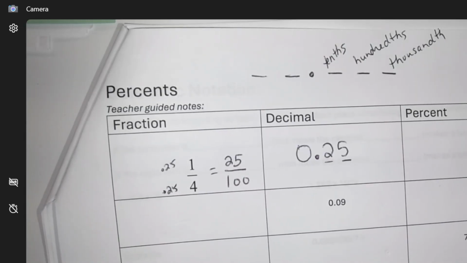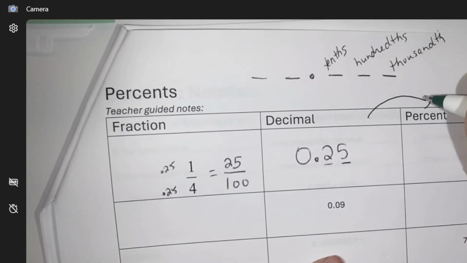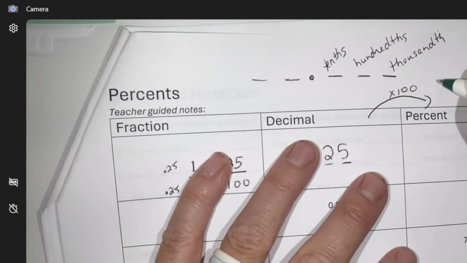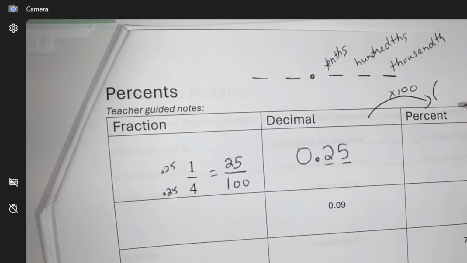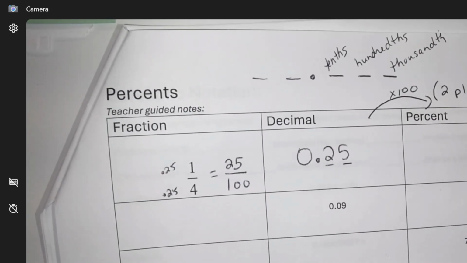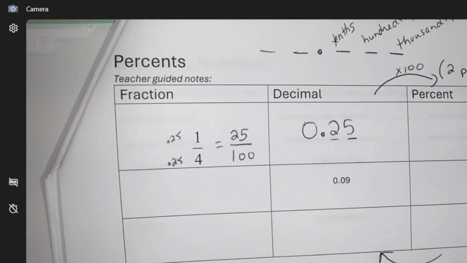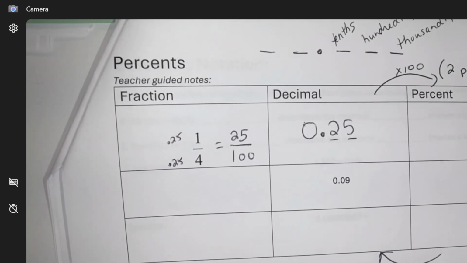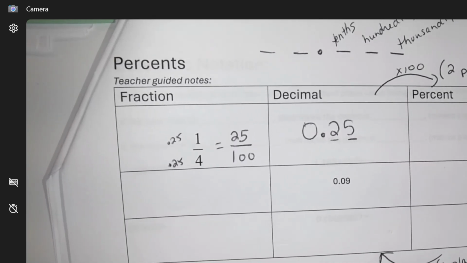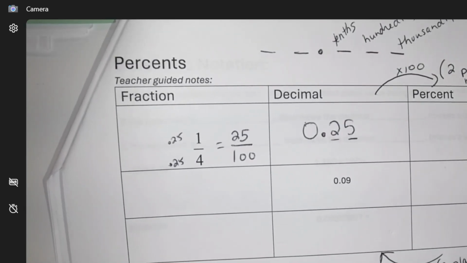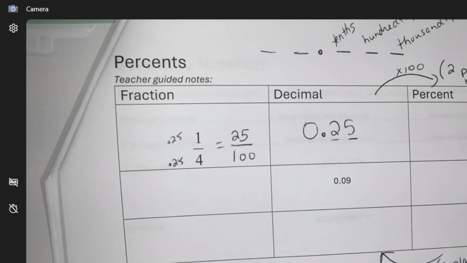And how do you go from a decimal to a percent? Multiply it by 100. How many places does that jump you in place value? 2 places. And vice versa, how do you go from a percent to a decimal? Divide by 100. And again, that's 2 places. So multiplying by 100 moves you 2 places right. Dividing by 100 moves you 2 places left.